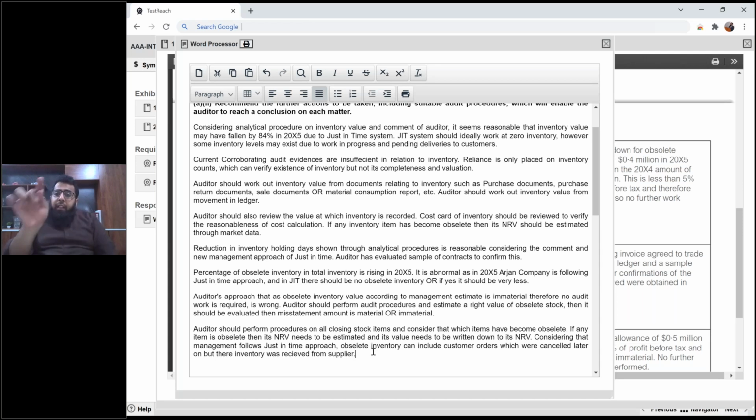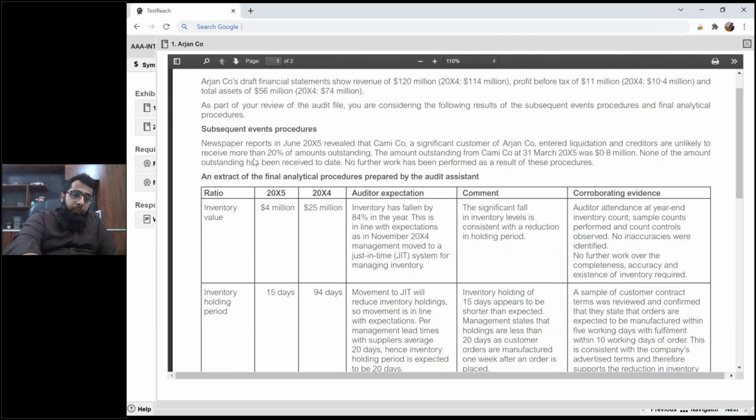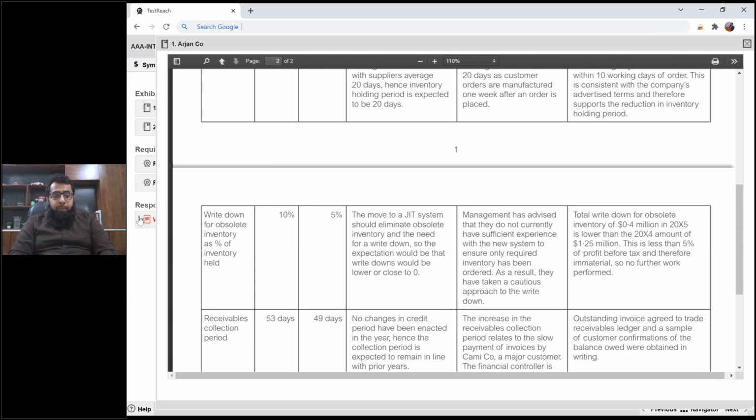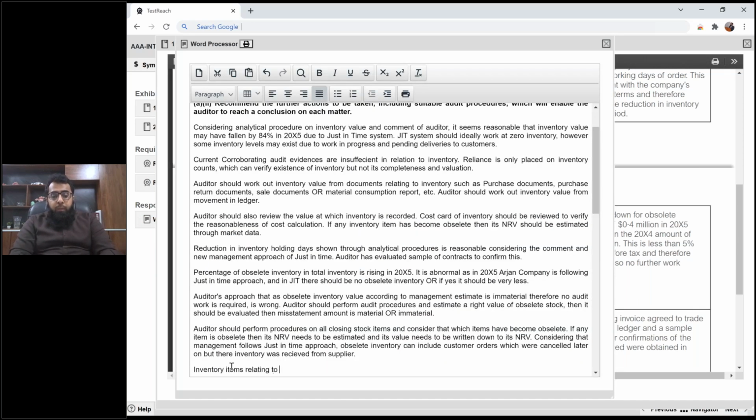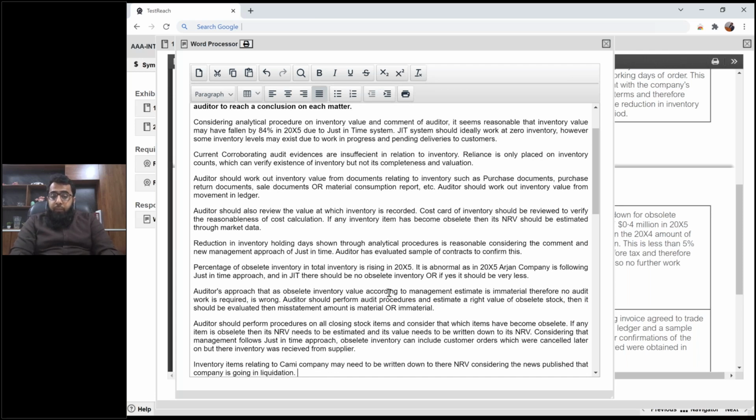Okay. Now here, I will comment on that Chemie company issue, if you people remember. What was the name? The Chemie company. Inventory items relating to Chemie company may need to be written off, or I would say written down to their NRV, considering the news published that the company is going into liquidation. Auditor should identify inventory relating to Chemie company in stock.